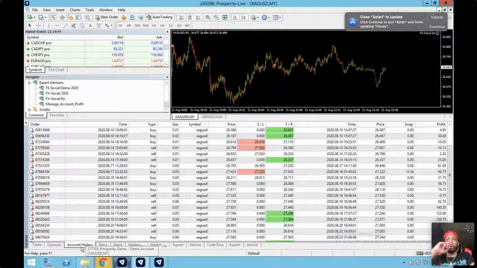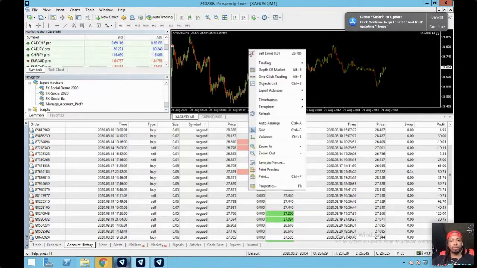Basically, what I found and why I like the particular settings I have is I like to start at 0.05 instead of 0.01, and I'll kind of explain why. Because at 0.01, if you put it on, let's go to settings.